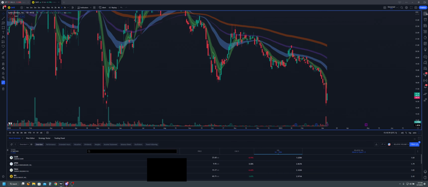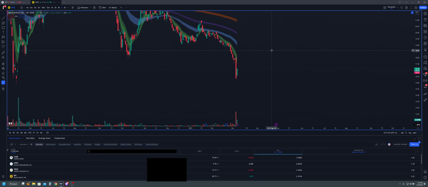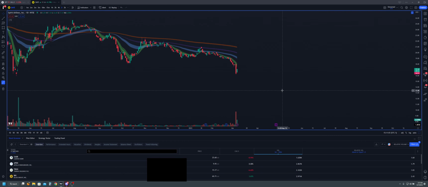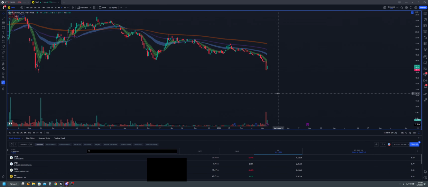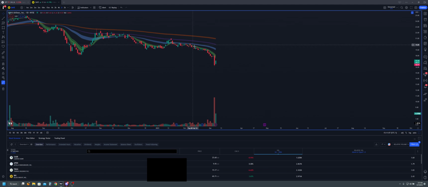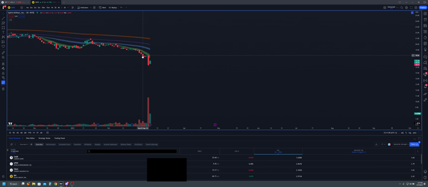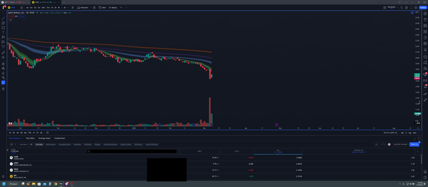I put this away because I don't like it. Too much noise. So I start here. What I'm looking for is stuff like this. So Spirit, you saw yesterday, we're holding under this green cloud.